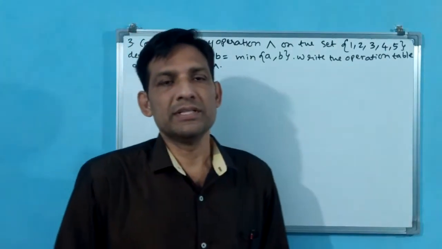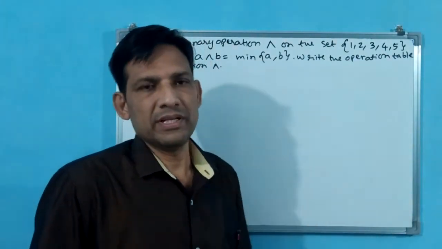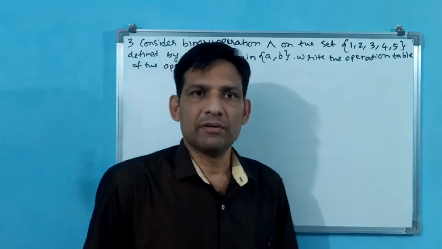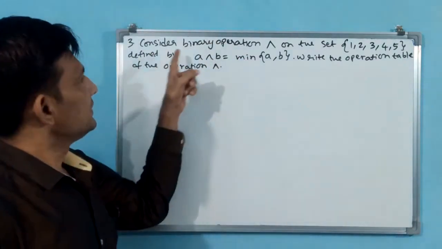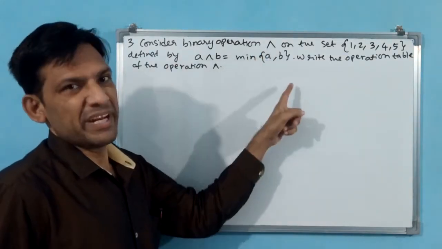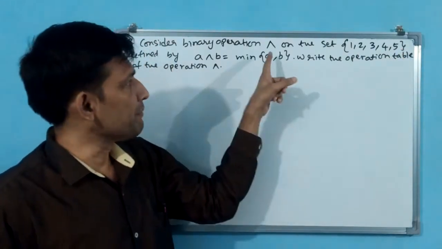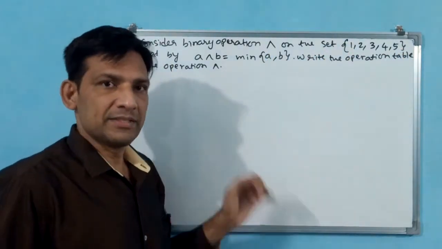Okay, dear students, see question number 3 in exercise 1.4. Consider the binary operation min, the inverted V means min, on the set {1, 2, 3, 4, 5}. Already min for 1, 2, 3 we have done in an example.